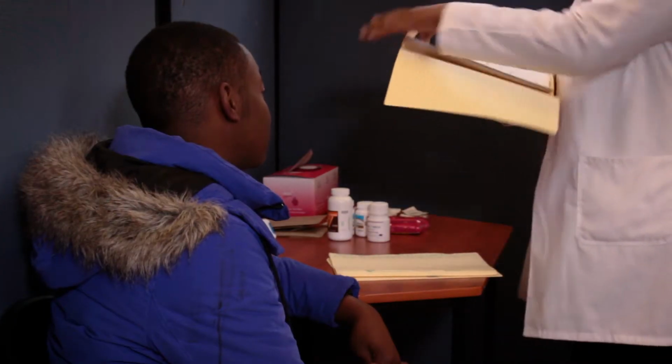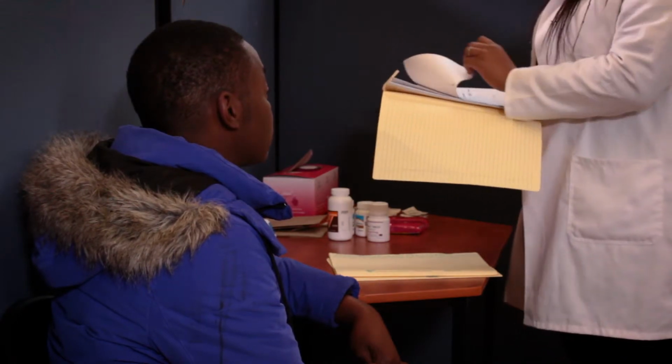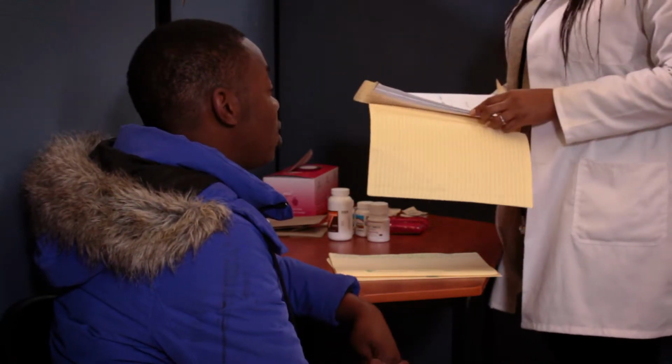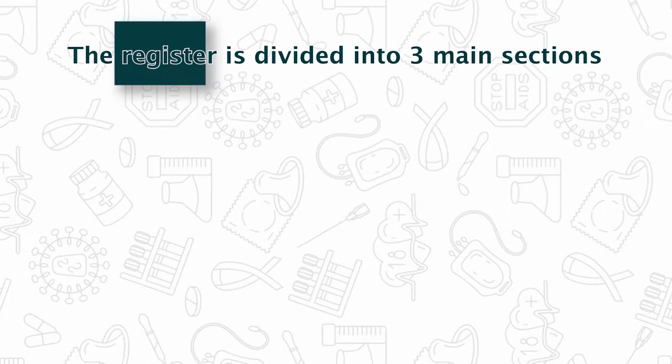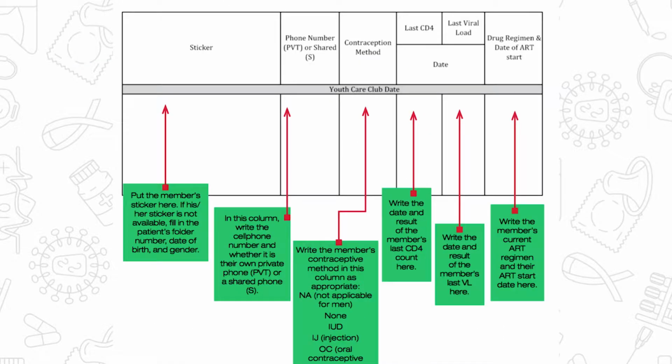After the YCC visit, a summary of the YCC visits should be recorded in the YCC members' clinical file for capturing into tier.net. The register is divided into 3 main sections. Let's take a closer look. Here you can see how to complete section 1.